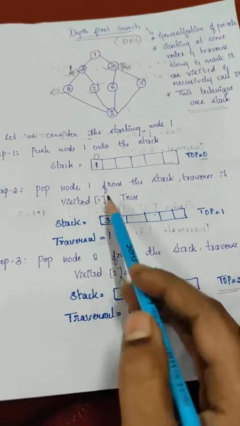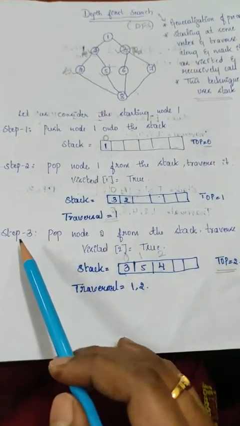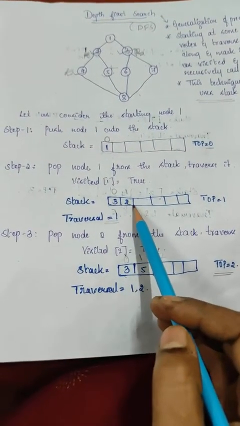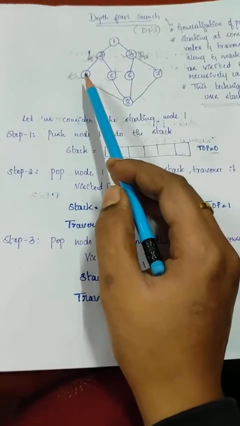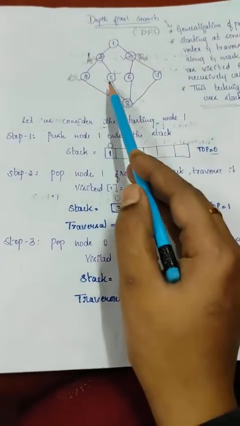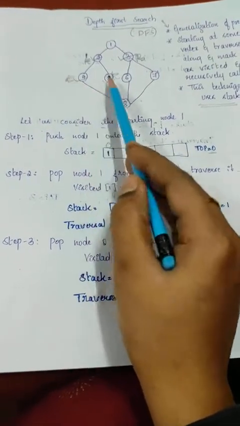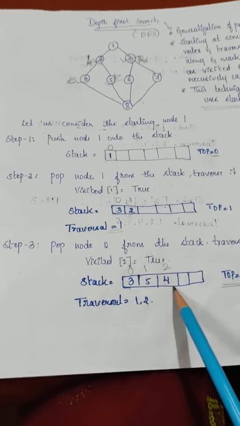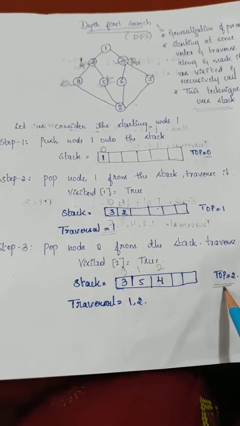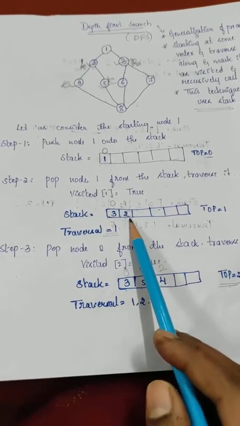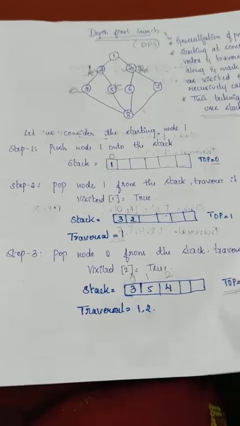Then my traversal: from 1 we have traversed, so my traversal is 1. Next, we pop the top element and check where 2 is traveling. 2 is traveling to 4 and 5. 5 is at the right side and 4 is at the left side. I insert 5 first and 4 next. Now the top position is 2, so top is equal to 2. The traversal is the node we have popped, 2, continuing the earlier traversal, that is 1 and 2. We'll see the next step.